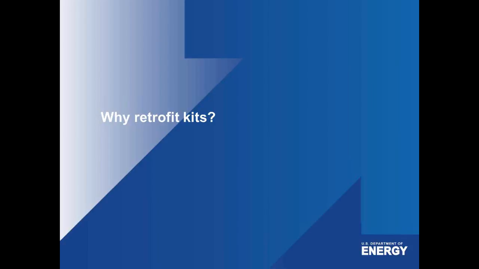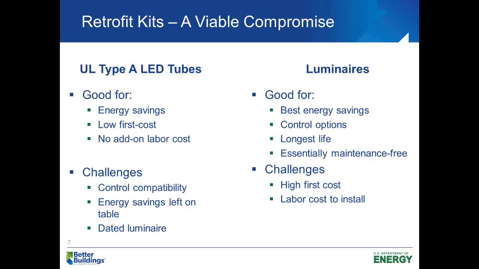So what is the reason for developing a retrofit kit specification? If you're a building owner today, you're likely faced with two extremes when it comes to taking advantage of the energy savings afforded by new LED technology. On the one hand, you have type A, or we'll call them plug-and-play LED tubes, that offer the quickest and cheapest way to save energy. However, limitations on control compatibility or availability and leaving the valves in place essentially leave energy savings on the table. Furthermore, for a system that is looking a bit worn, you're left with a system that's still looking a bit worn.